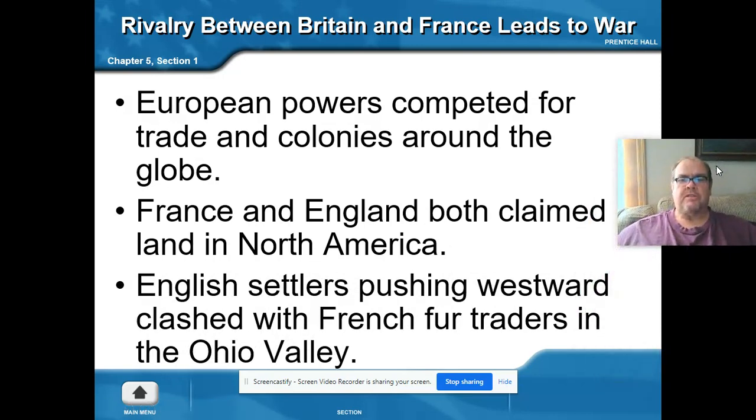British settlers were pushing into the Ohio River Valley, and they were clashing with French fur traders who lived there and wanted to keep the British out to control the trade for themselves.